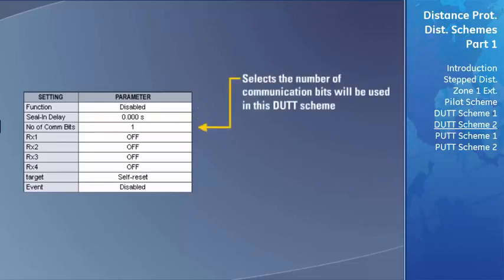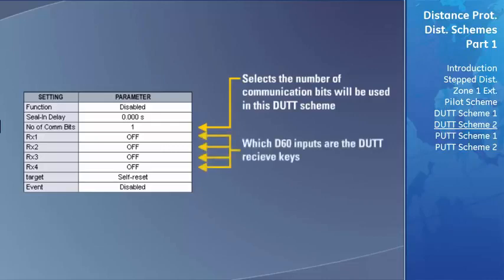The next field to set is the number of communication bits that will be used by the DUTT scheme as we described earlier. The options to choose from in this field are a 1-bit, 2-bit, and 4-bit communication scheme. All that is required from the user is to select the number of bits to use and then connect the DUTT transmit bits to the communication channel. The D60 will take care of turning on the correct bits when each type of single-phase or multi-phase fault occurs.